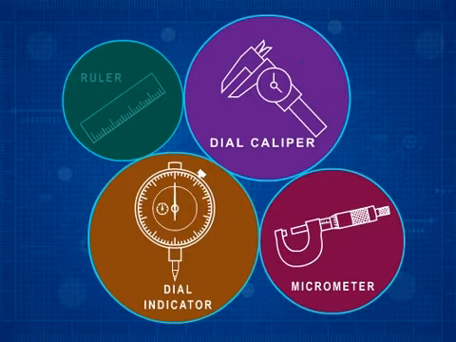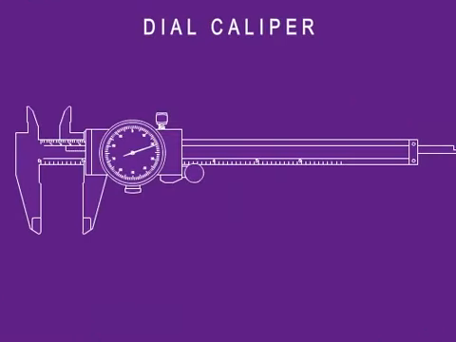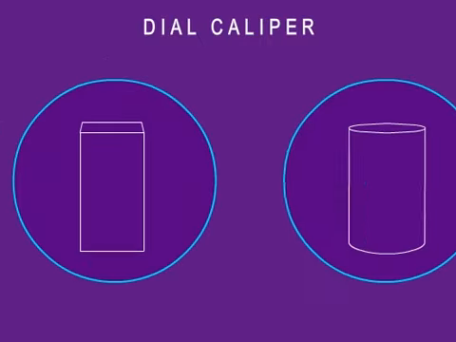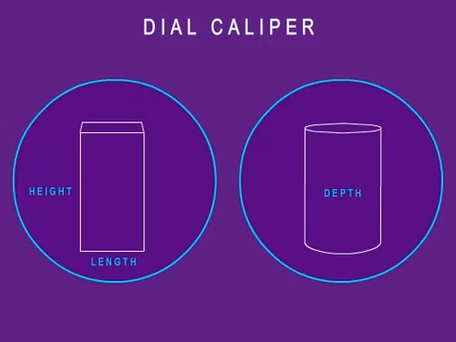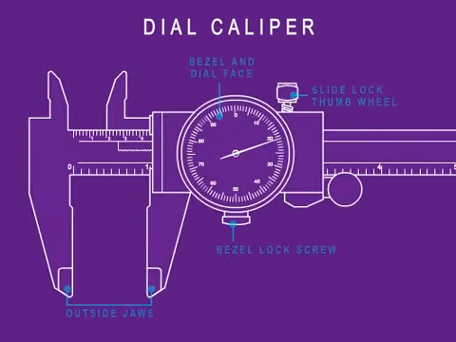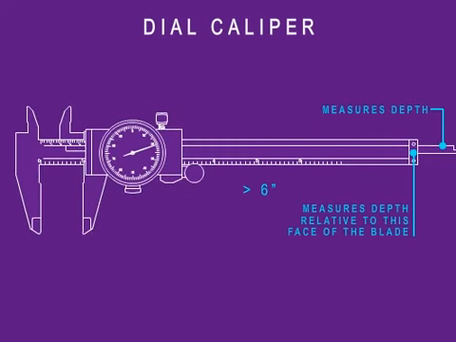A common and versatile tool used by engineers and manufacturers is a dial caliper. It is used to measure the length, height, depth, inside diameter, and outside diameter of a given object. A standard inch dial caliper measures around 6 inches. The immovable portion is called a blade.